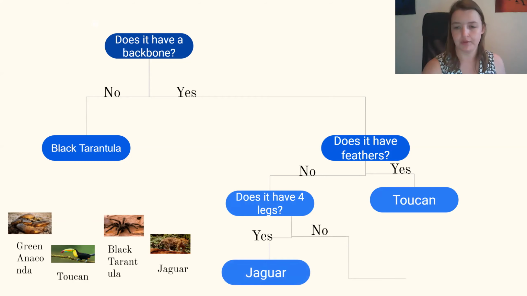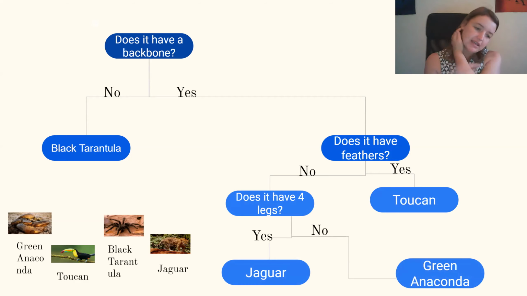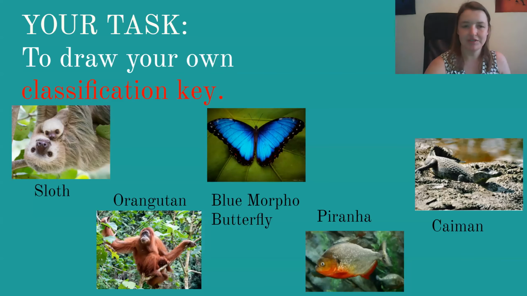Now it might be that that's gone a little bit too quick, so you can rewind this bit of the video and rewatch it, or you can use this and pause it to draw your own version of this in your book as a practice, because your task is going to be to draw your own classification key.